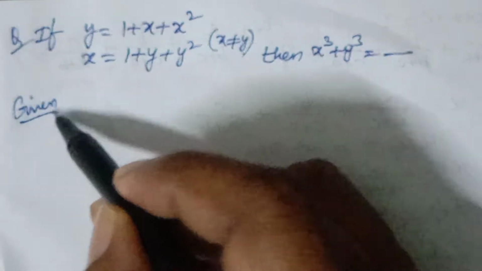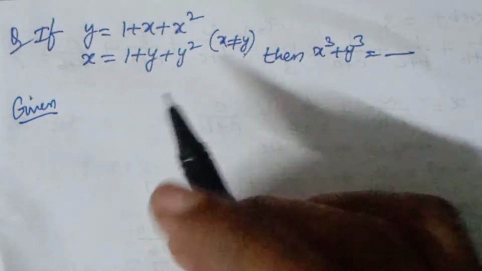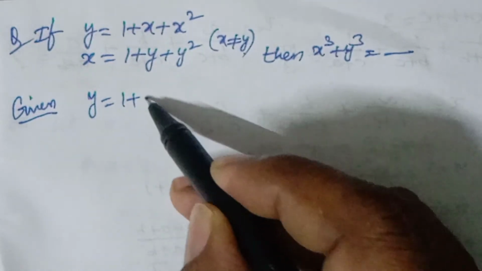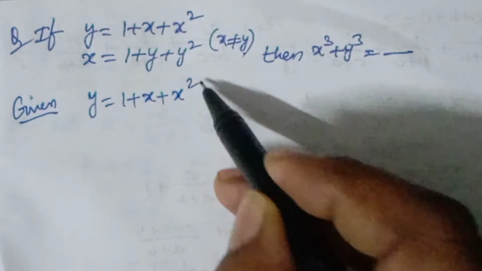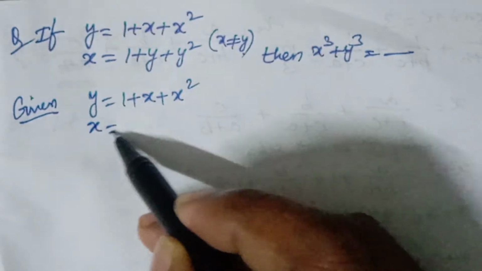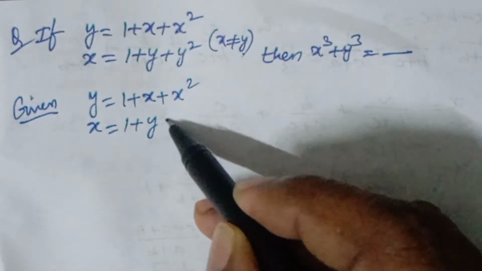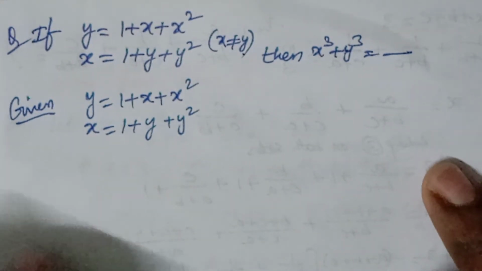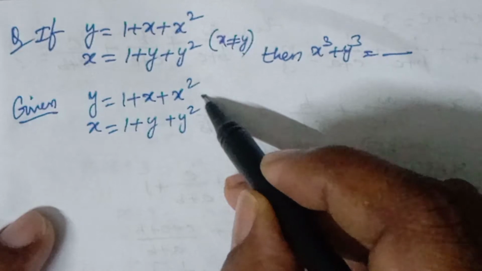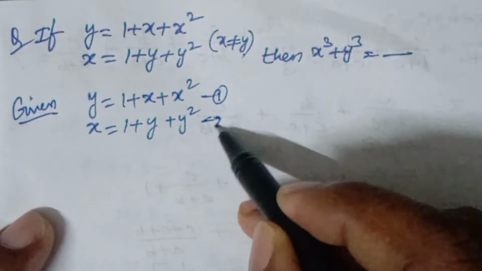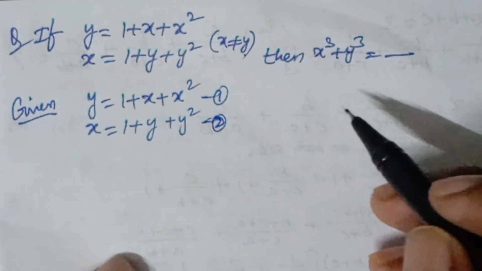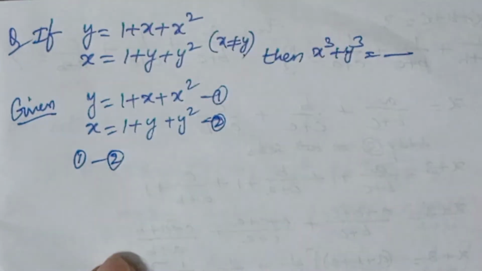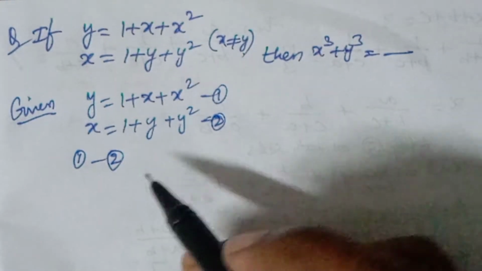First of all, we are going to the solution. Given y is equal to 1 plus x squared, x is equal to 1 plus y squared. So these are the values given. Let it be the first one, let it be the second one. Here we will subtract 1 minus 2.